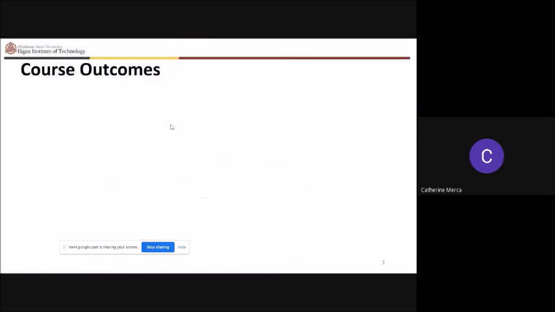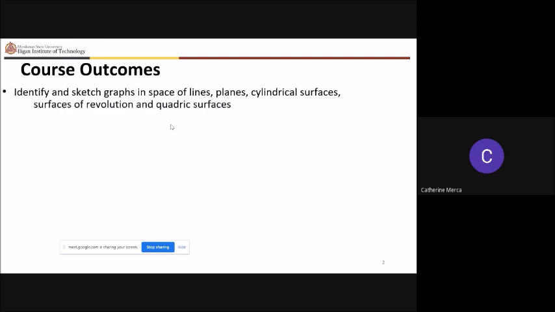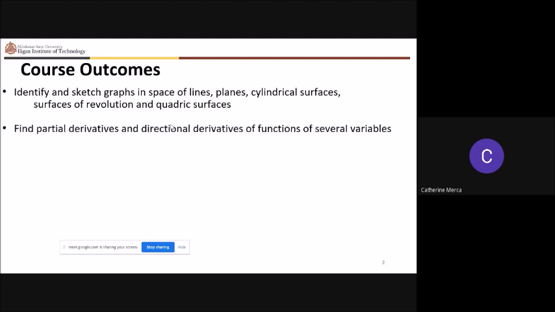So we have here just to refresh you of the course outcomes. You are to identify and sketch graphs in space, lines, planes, cylindrical surfaces, as well as surfaces of revolution and quadric surfaces. That's for your first prelim. Dapat ma-master niyo yan, no?